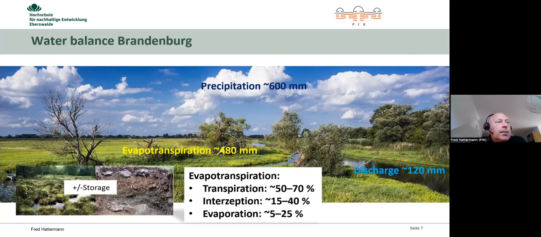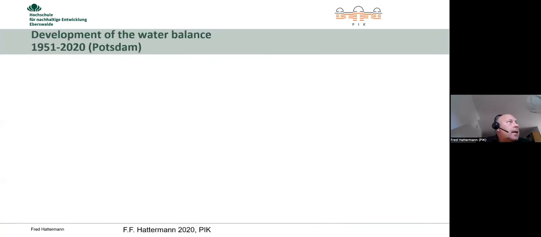And what I want to point out here is that vegetation really is a key actor. Most of the precipitation is transpired by the plants. Interception is what falls on the leaves and evaporates from there. And only the rest is evaporation from bare soil, streets, houses, and all that. So vegetation is really the key actor.